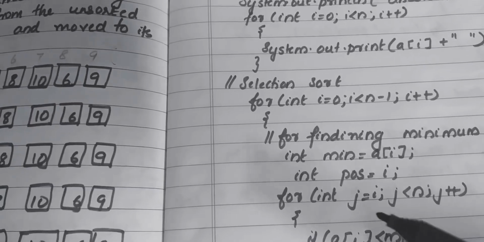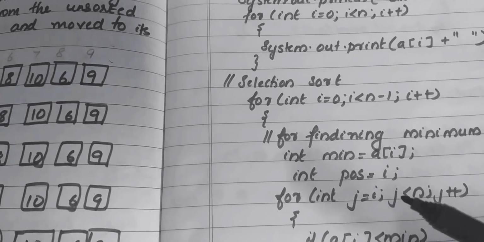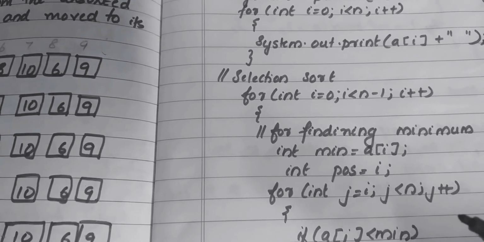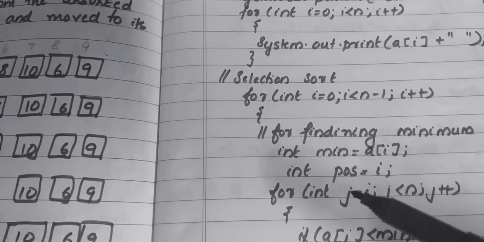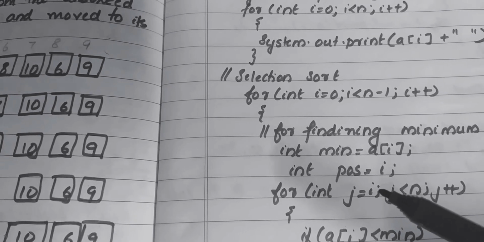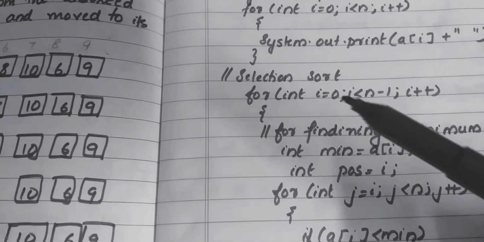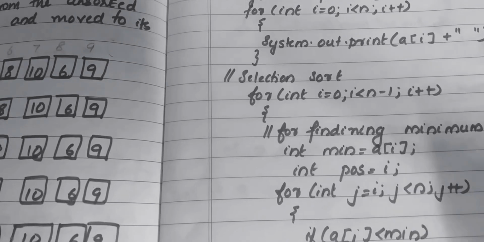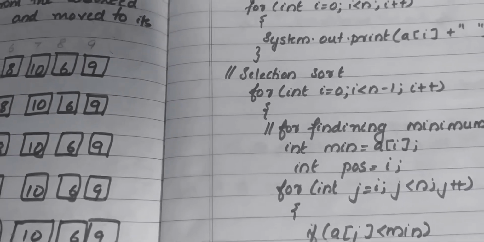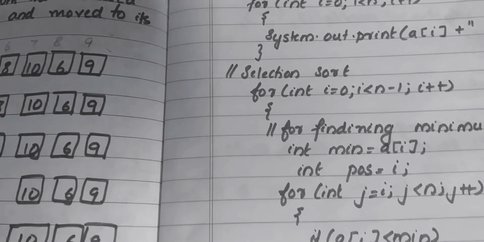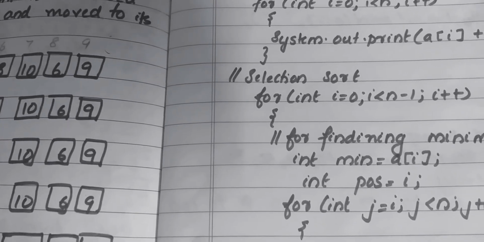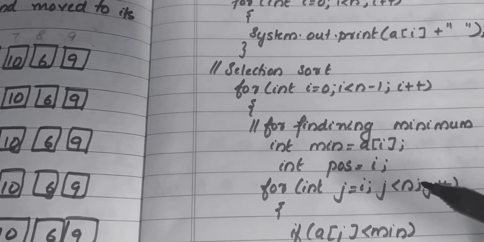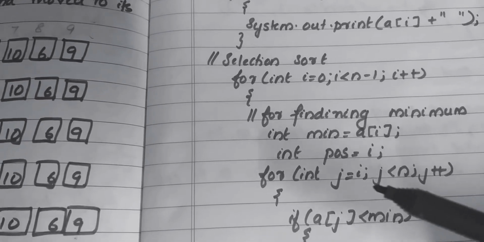Then there is another for loop, for int j equal I, j less than n, j plus plus. This for loop is for finding the minimum element. Usually j equal to 0, like that we said the initial value is 0. But here, since we declared the first element as the minimum element, we don't know which of the next coming elements will be the minimum. For the second iteration, the element in the second position will be considered, so we give j equal to I. Then the condition is checked up to j less than n, j plus plus. Then open the for loop.